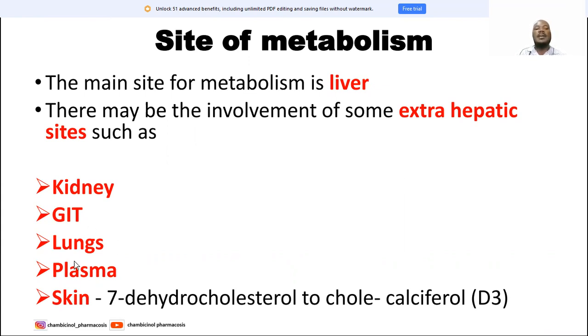We have some drugs that can be metabolized in the lung, for example those serotonergic drugs. Some drugs are metabolized in the plasma. Here we include drugs such as succinylcholine via the pseudocholinesterase enzymes. And some drugs can be metabolized through the skin. For example, 7-hydroxycholesterol is converted into cholecalciferol, which is vitamin D, and then it will be excreted.